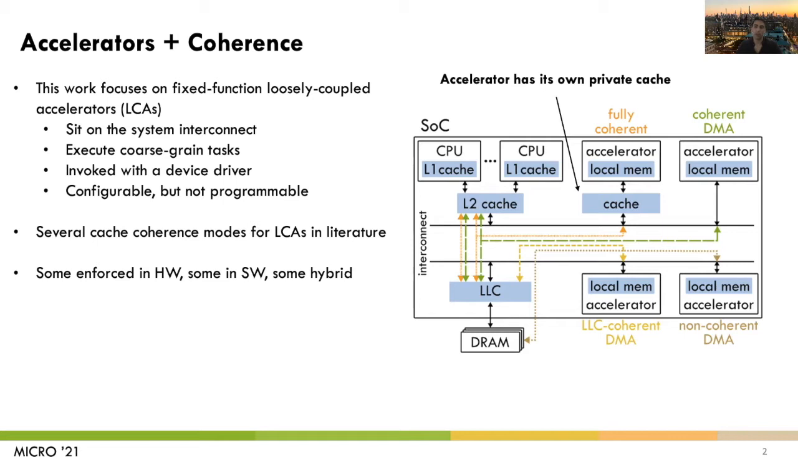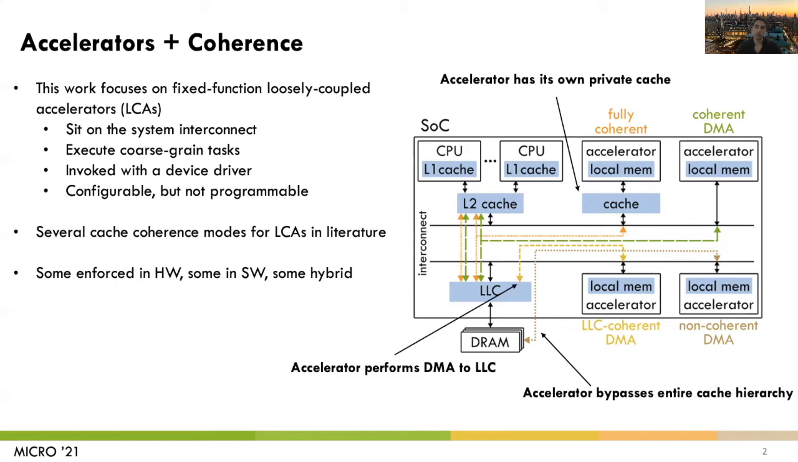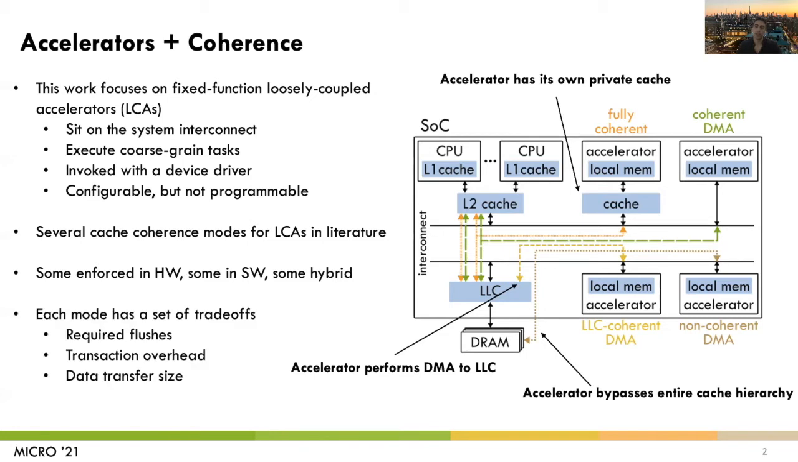Other modes require the involvement of software to maintain coherence. In the non-coherent DMA mode, the accelerator accesses off-chip memory directly. The LLC coherent DMA mode lies in the middle of this spectrum, with the accelerator performing DMA to the last level cache. Each of these modes has a set of trade-offs in terms of the cache flushes required, the overhead of each transaction, the size of data transfers, and more. Furthermore, most solutions choose a fixed coherence mode per accelerator or the entire SoC at design time.